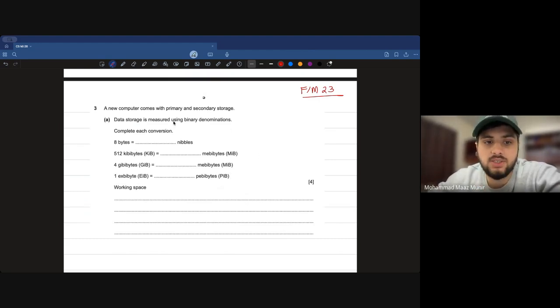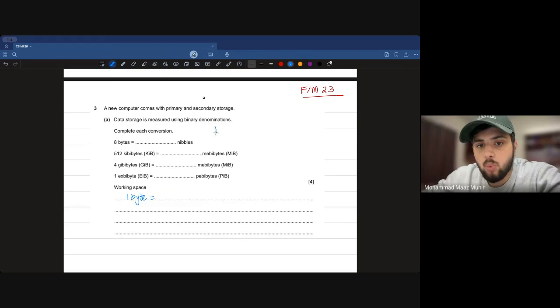So now it says that data storage is measured using binary denominations, and that we need to complete each conversion. So now if you see, this is sort of this exact same table which I made that day in the class, right? So it's saying like how many nibbles are going to be equal to 8 bytes. So that's a pretty good question. Now, isko karna kis tarah, you first have to identify that, okay, 1 byte equals how many nibbles? What's the answer to this? 1 byte equals how many nibbles? Any idea? We studied that 1 byte basically includes 2 nibbles, yes, exactly, two, bilkul.